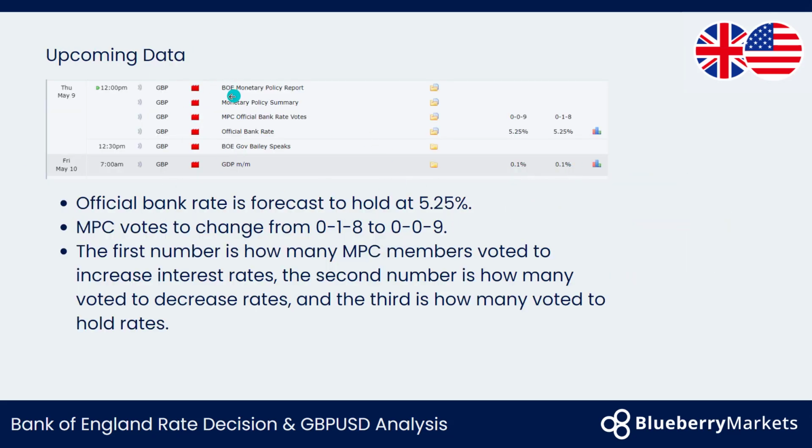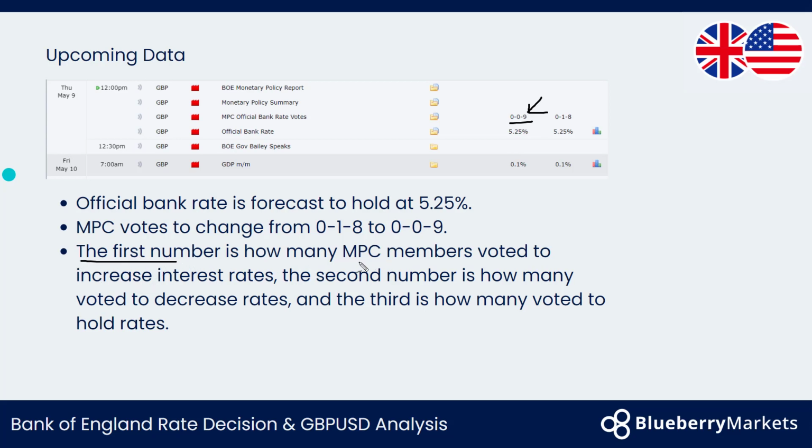So what's the data we have coming up? It's the Bank of England interest rate decision, as well as BOE Governor Bailey speaking and GDP. We also get a release of the MPC committee votes, and we are forecast to see 009. I'll put a little note here just to show you what that is.